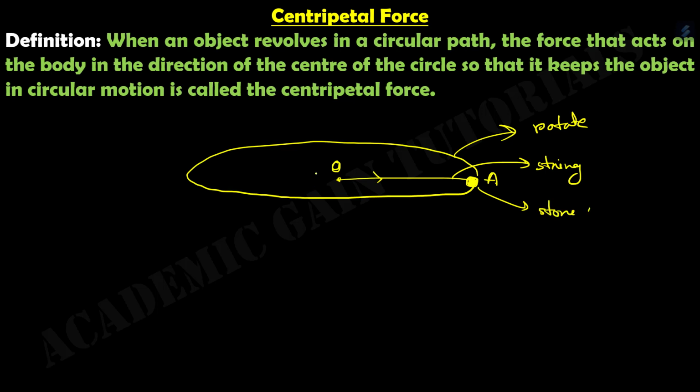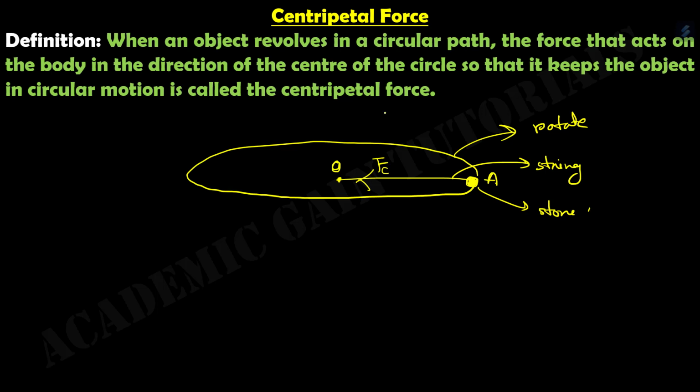Then the tension T provides the centripetal force. That means when we rotate the string, we rotate the stone, we feel some pain in our finger. Why does it happen? Because there is a tension towards the center. The centripetal force always points toward the center of the circle. So this tension is actually the centripetal force F_c.